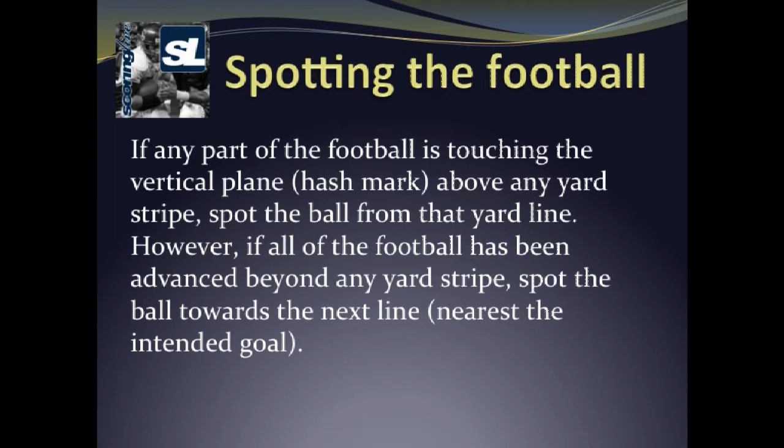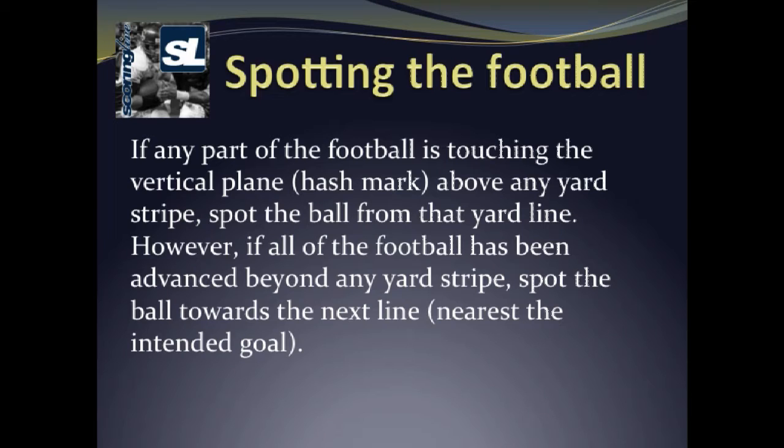Okay? Now we're going to learn how to spot the football. Okay? So any part of the football that's touching the vertical plane or the hash marks above any yard line stripe, we're going to spot the ball from that yard line. Okay? However, if all of the ball is advanced beyond any of that hash mark or that yard stripe, then we'll spot the ball towards the next line. So if I'm going in this direction, and if I'm on the hash mark, I'm on that yard line. But if I'm in between two hash marks, since I'm going in that direction, we're going to spot the ball at the point forward in that direction, nearest the intended goal.